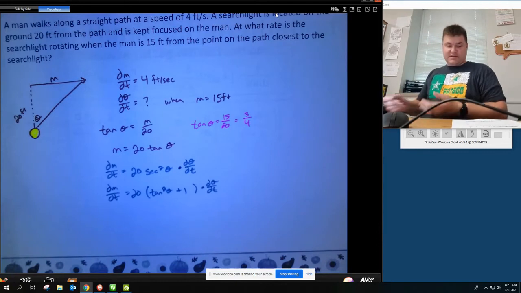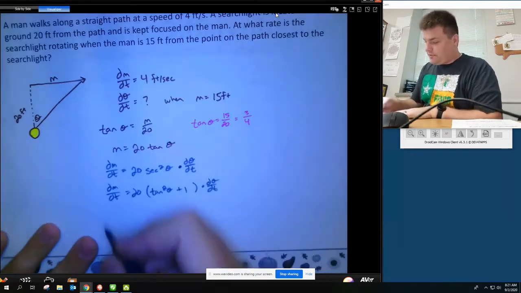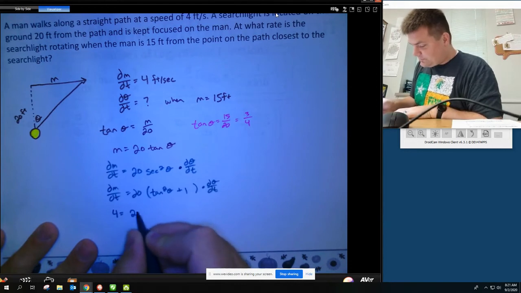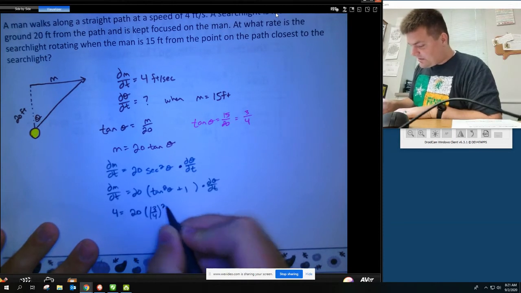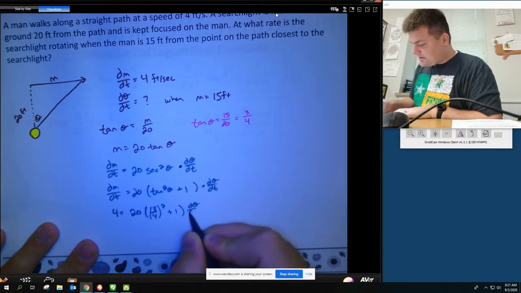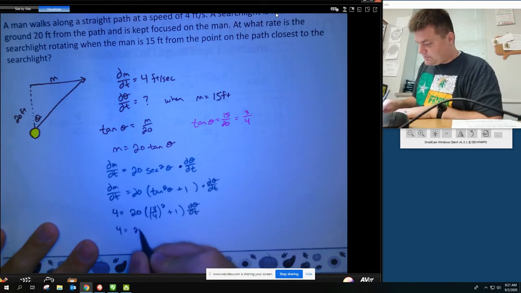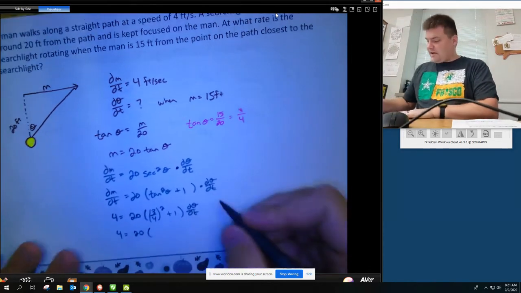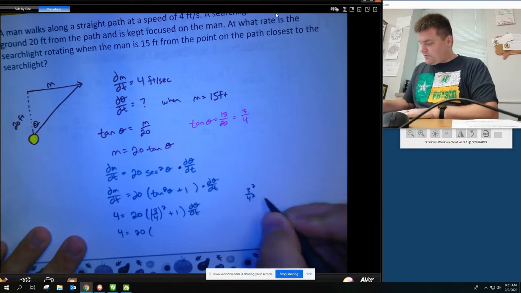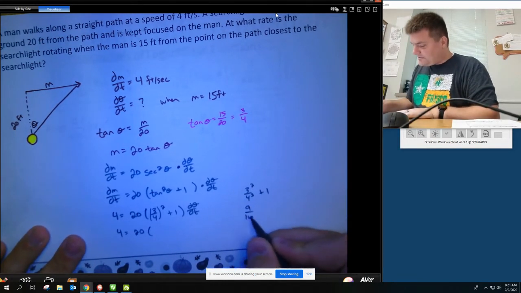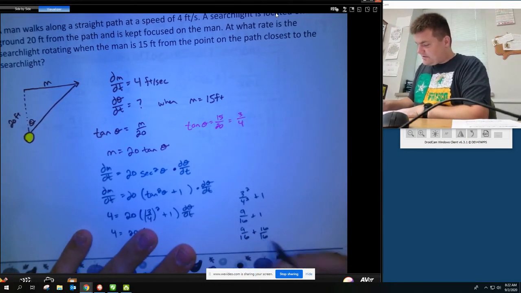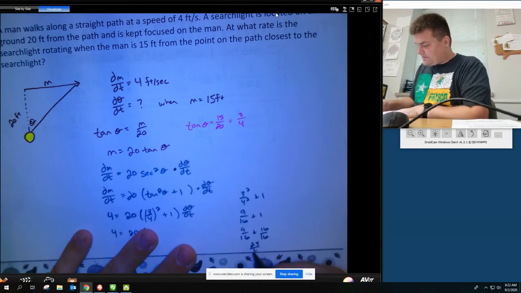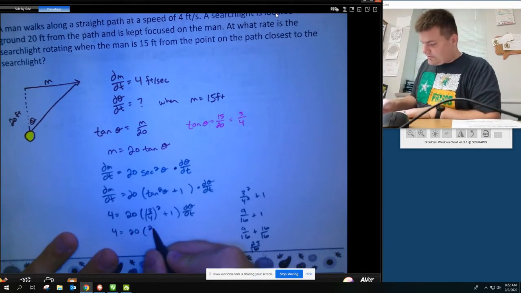I can start to plug everything in here. dm dt is 4, which equals 20 times tangent squared plus 1, times d theta dt. Tangent is 3/4, so I'm going to square that. Off to the side, 3 over 4 squared is 9 over 16, plus 1, which is 9 over 16 plus 16 over 16, which is 25 over 16. So we get 25 over 16 d theta dt.